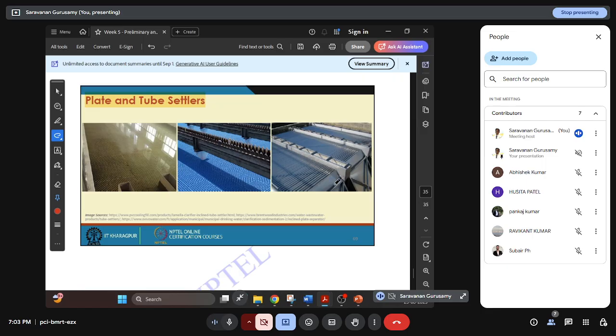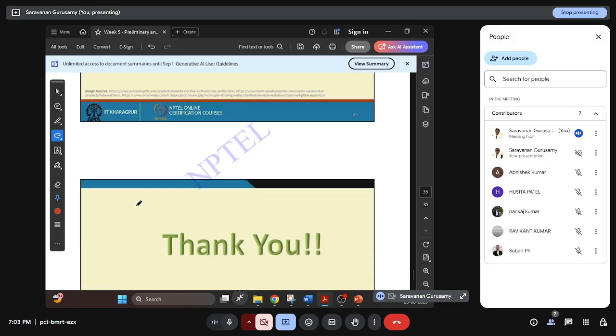These are the images of tube settlers. Water is entering through the tubes. You can find the tubes. So clear water is coming up. Settled particles are at the bottom of the tube.